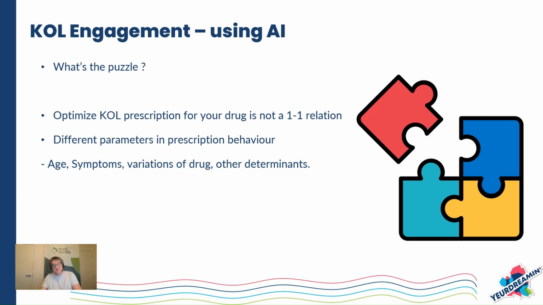Different patients have different needs. There are different drugs to cover these different needs. So even though the KOL might be a fan of your product, might be in favor of your product, it might still be that he is prescribing a significant part of your competitor's product. How would we define that?